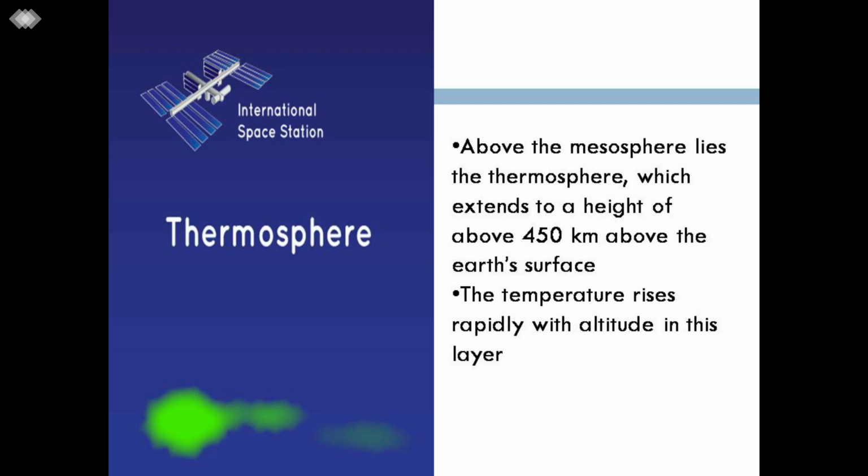The temperature of the thermosphere rises rapidly with altitude in this layer, unlike the stratosphere beneath it, wherein a temperature inversion is due to the absorption of radiation by ozone. The temperature of this layer can rise as high as 1500 degrees Celsius, though the gas molecules are so far apart that temperature in the usual sense is not very meaningful.